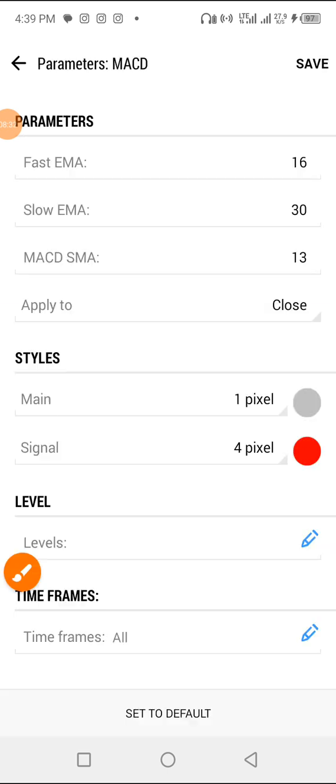Now click on the MACD and it has the following settings. The fast EMA should be 16. The slow EMA should be 30. The MACD SMA should be 13. Then apply to close. The main should be your background color and you should use one pixel. Then the signal line should be red or any color of your choice. Then you click on save.